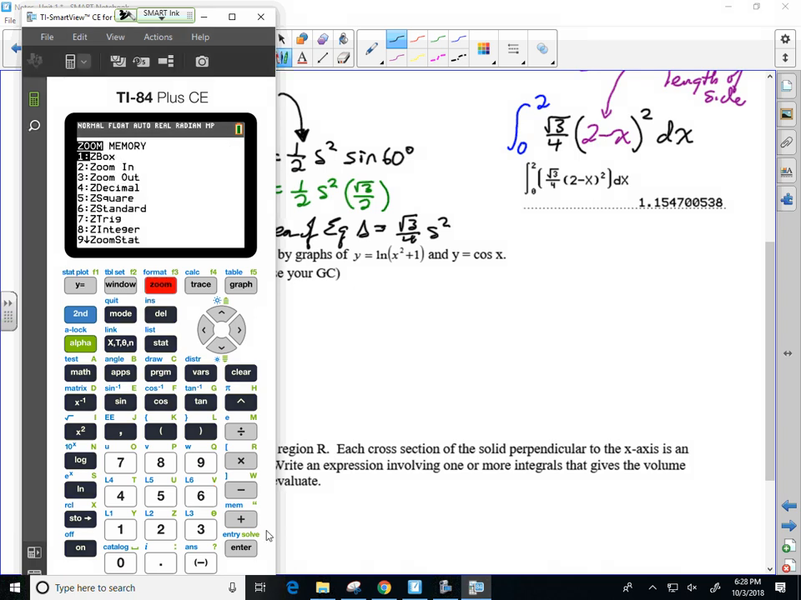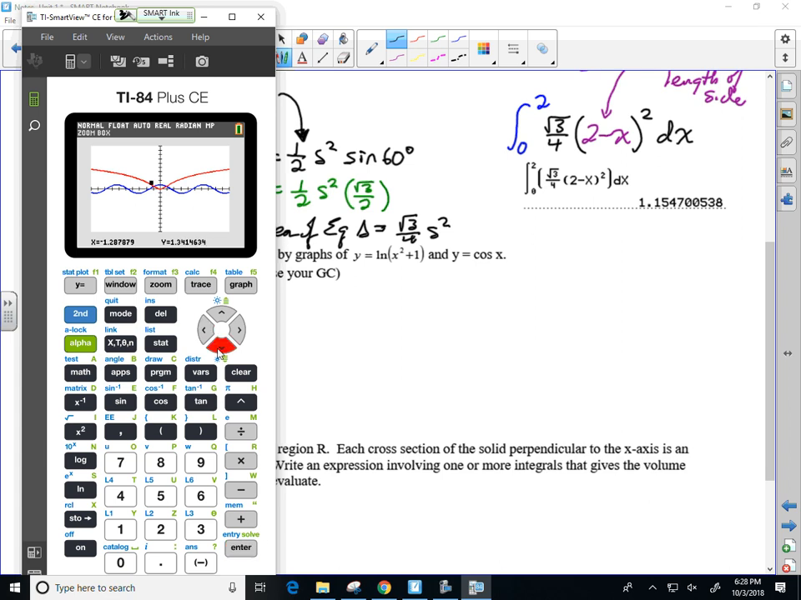So zoom option 1. And I'm going to hit the up arrow and the left arrow until just above the highest point and just left of the leftmost point. And then I'm going to hit enter.